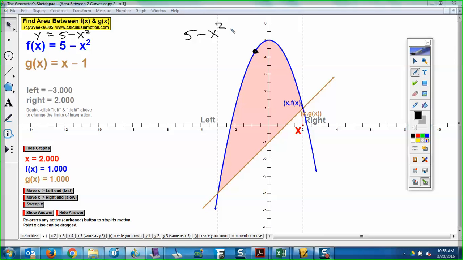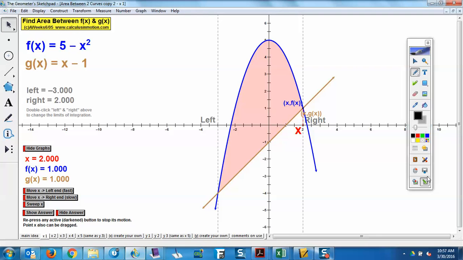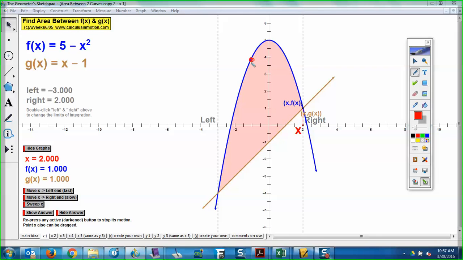Does that make sense? What is this y value right here? It's 5 minus x squared. How do I know that? Because right here it tells me y equals 5 minus x squared. Everywhere on this blue graph, y is equal to 5 minus x squared. What is the y value right here? x minus 1. So when I draw this red strip right here, and I want to know the length of that strip, it's this y value, 5 minus x squared, minus this y value, x minus 1. Very good.